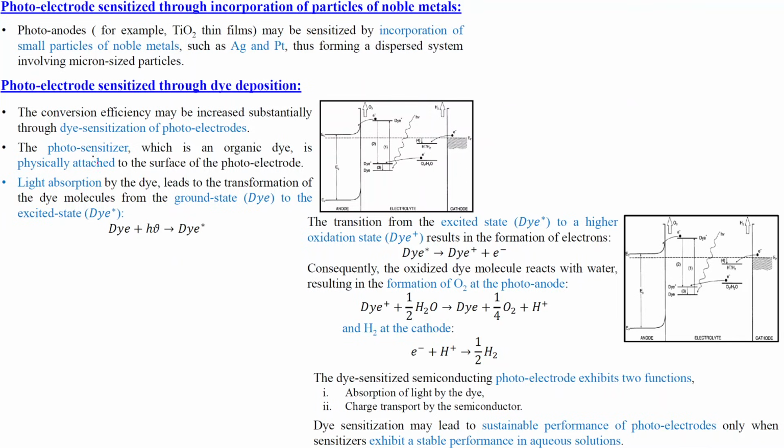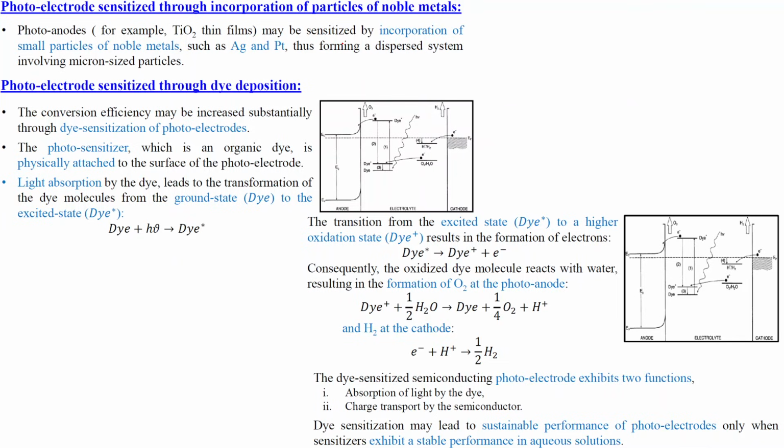Okay. So another type is photoelectrodes sensitized through incorporation of particles of noble metals. The photoanode may be sensitized with small particles of noble metals such as silver and platinum, which are sensitized over the photoanodes and form a dispersed system, basically a composite involving nanoparticles, to further increase the efficiency of the photoelectrode.